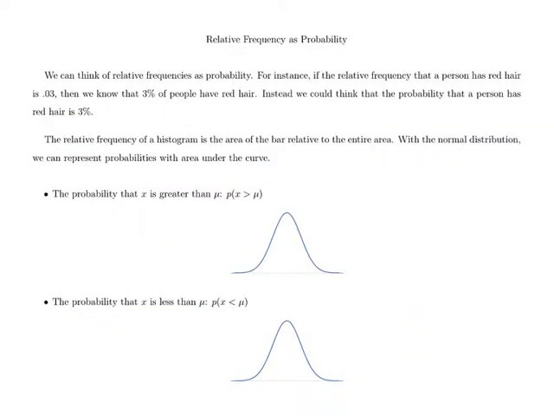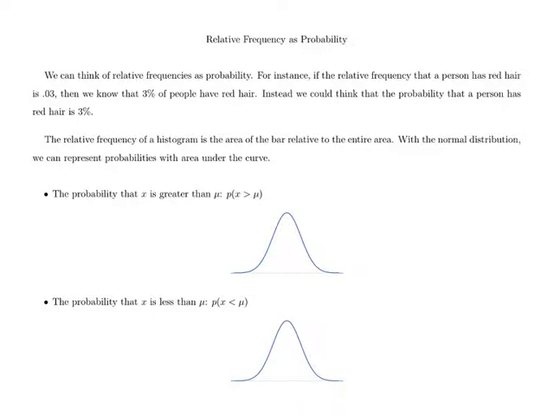All right, so now we're thinking about, instead of relative frequency, probability. Let's think about how these are related. Let's say the relative frequency that a person has red hair is 0.03. What that means is that 3% of the people in our sample have red hair. So instead, we could think about that as the probability that a person in our sample has red hair is 3%. Those things are very much aligned.